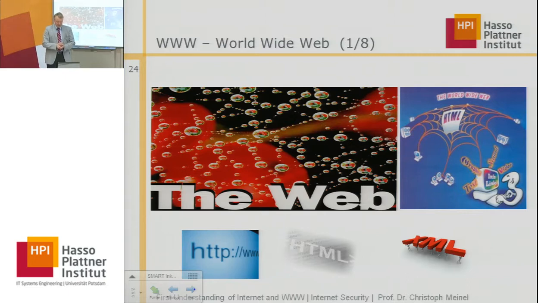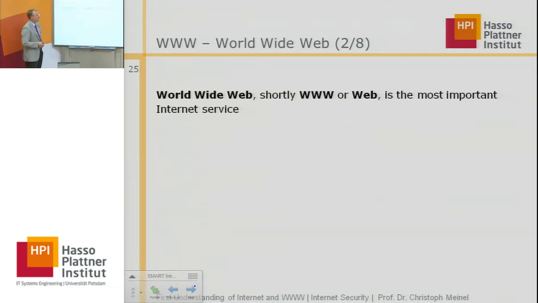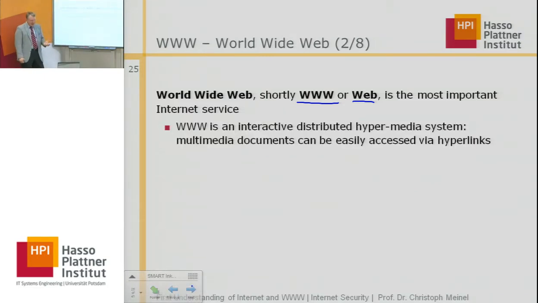Speaking in more detail about this World Wide Web. The World Wide Web is one application of the internet, but it is the most important application. So let's have a closer look at the World Wide Web, that made the internet such an important tool and the basic communication infrastructure of our modern society. The World Wide Web, shortly WWW, W3 or web, is the most important internet service. It is an interactive, distributed hypermedia system.